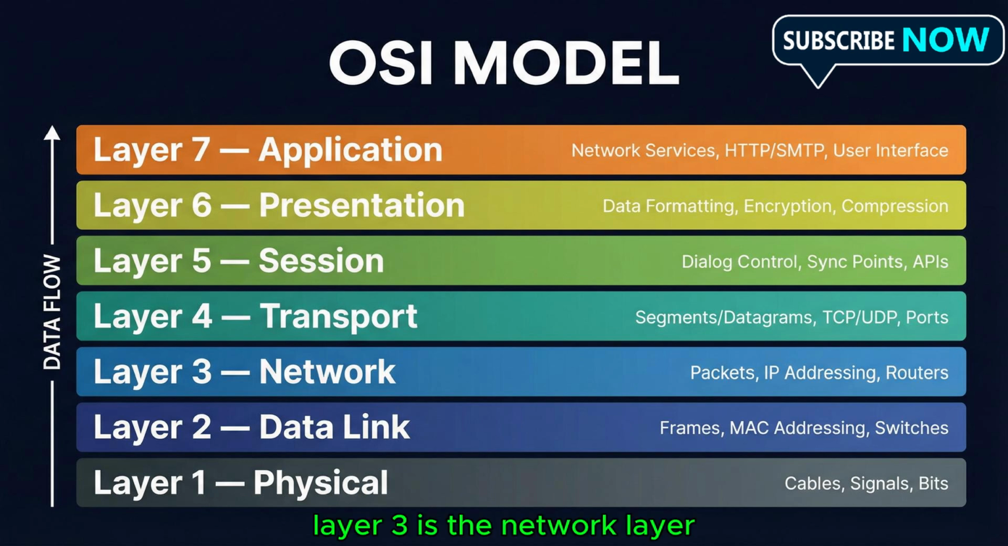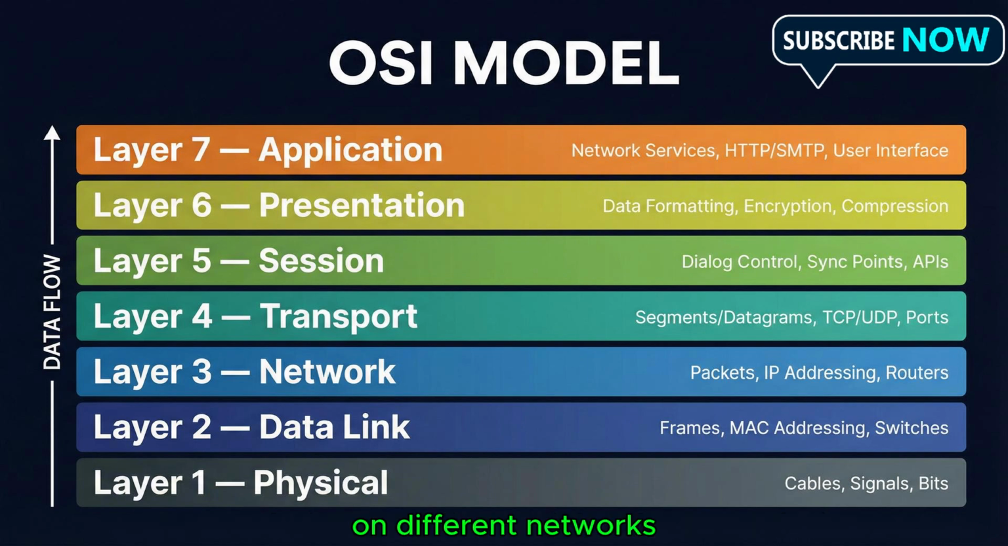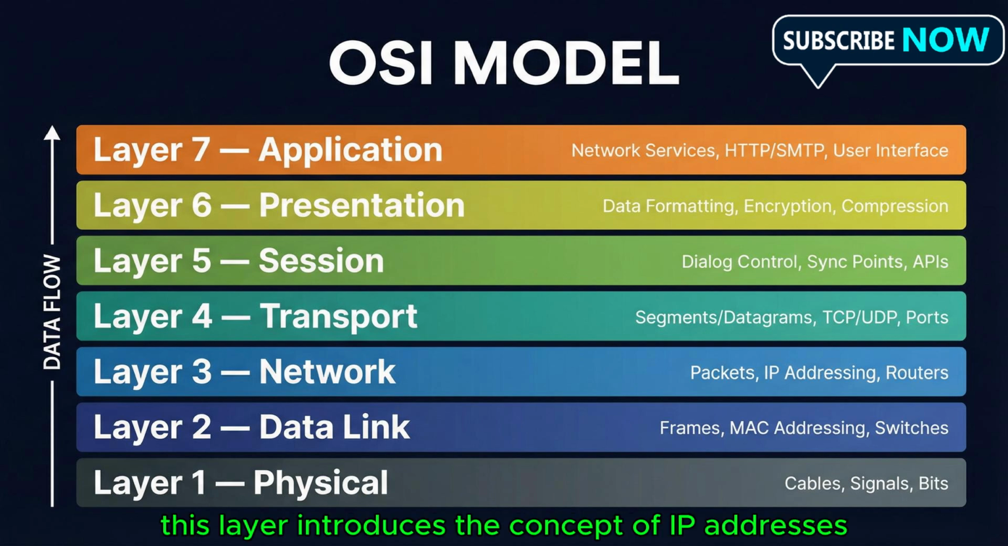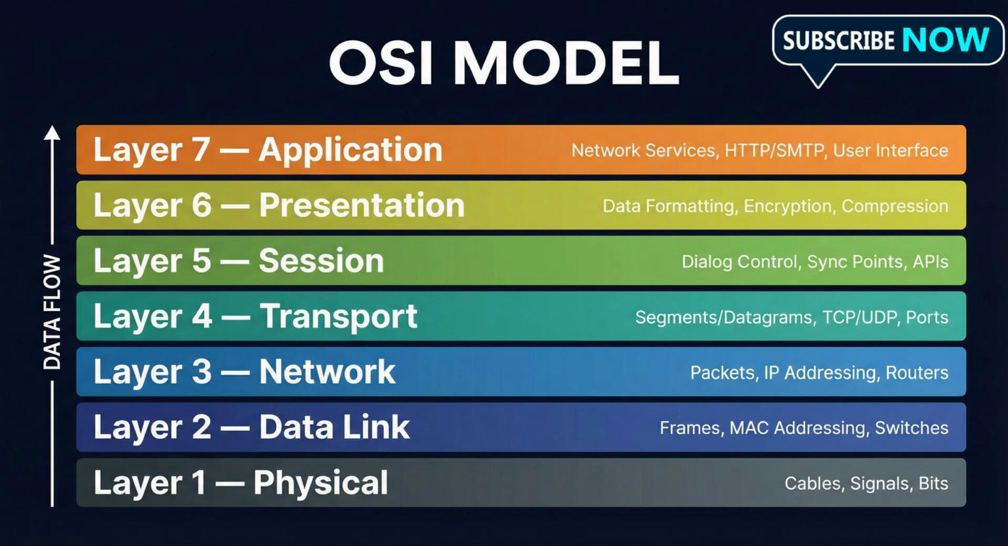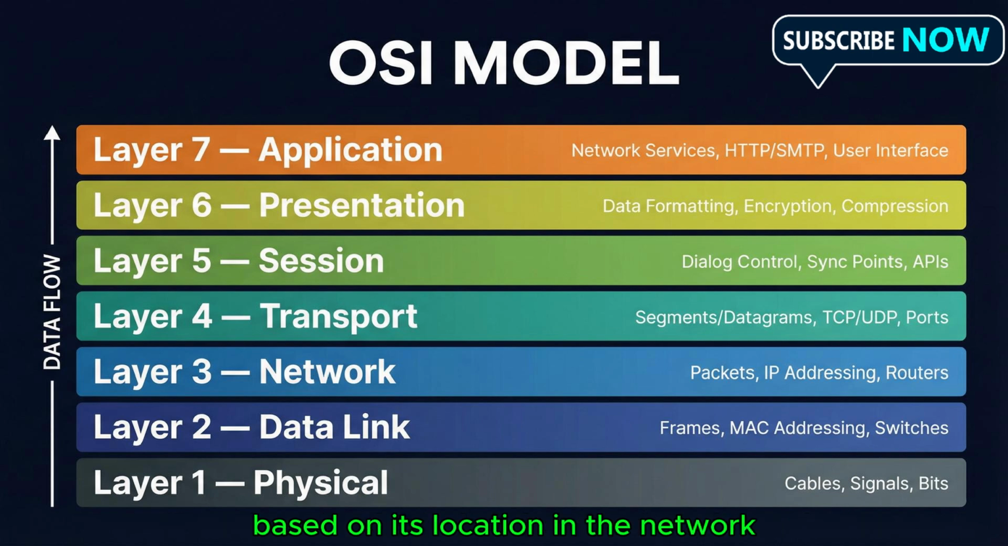Layer 3 is the network layer. The network layer is responsible for the delivery of data between devices on different networks. While Layer 2 handles local delivery, Layer 3 handles global delivery. This layer introduces the concept of IP addresses, Internet Protocol addresses. An IP address is a logical address assigned to a device based on its location in the network.